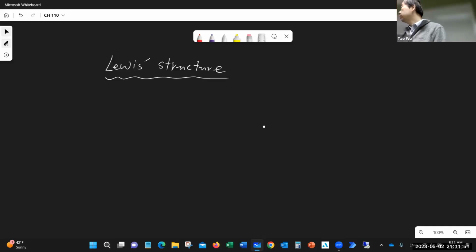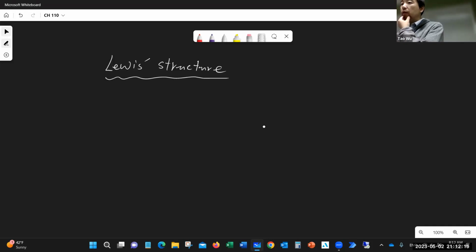The Lewis structure is a formula, but it's called a structural formula, which means it also shows the relationship between each of the atoms inside the molecules. It shows which atoms will have bonds between each other. Okay, so for the Lewis structure, there are several differences.